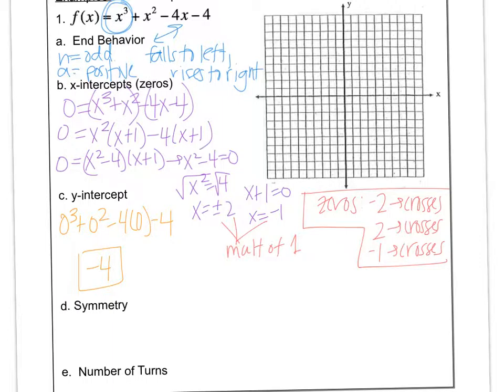Mr. Russell, what does that say in the red? The zeros are negative 2 and it crosses, positive 2 and it crosses, negative 1 and it crosses. Trying to find a decent green here.